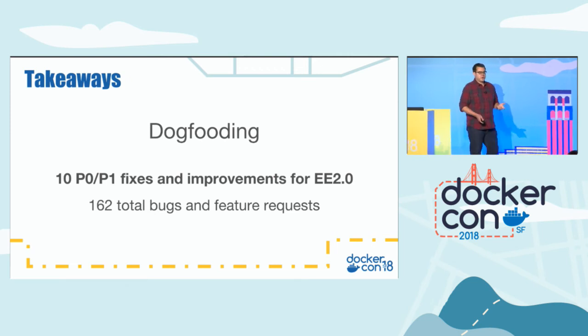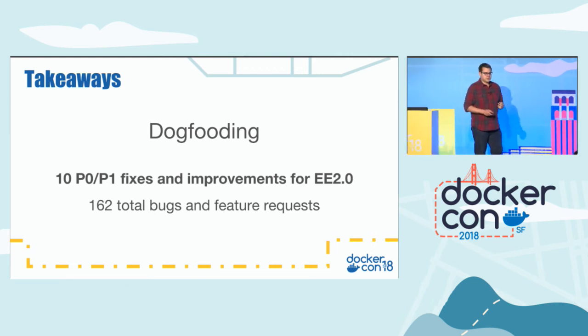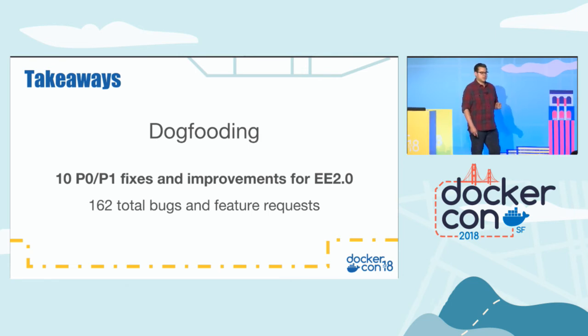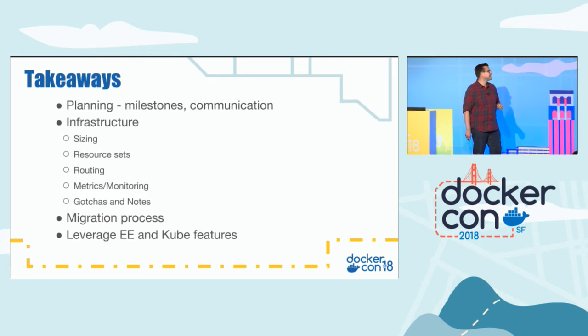And basically, what do we want you to take away from this talk? So the first easy thing is dogfooding. We've gone through all this process, and it's at times been painful, and we hope that we've made the product better. And a small way we can measure that is just during the last few months, before we released EE 2.0, this effort uncovered 10 P0 and P1 bugs that got fixed before release. So we're pretty happy about that. And over the course of the entire 2 years, we filed over 162 bugs and feature requests through this program. So hopefully it's better.